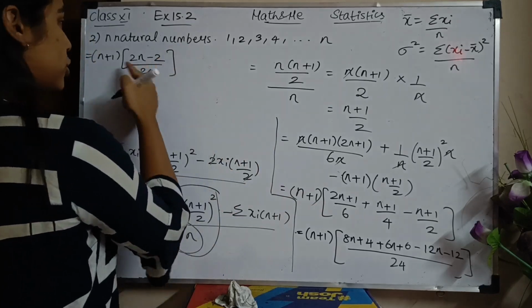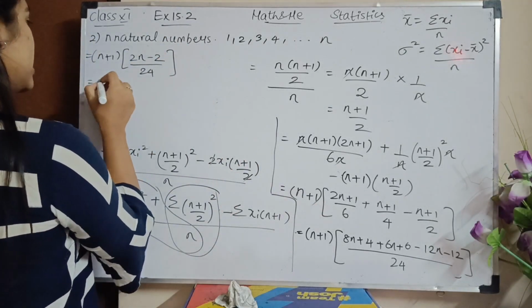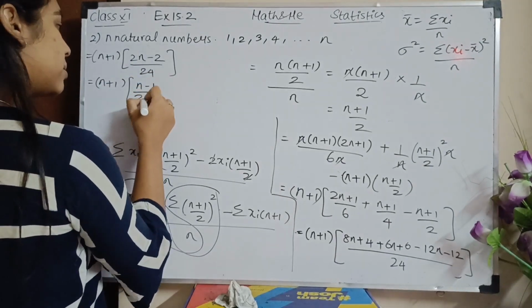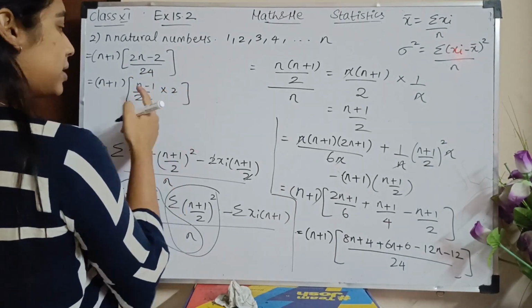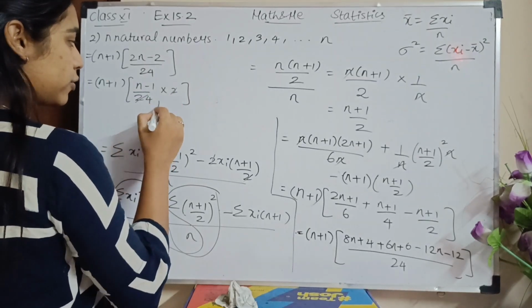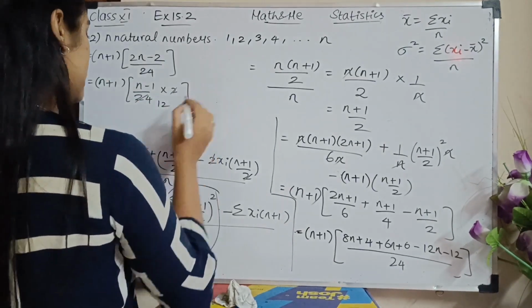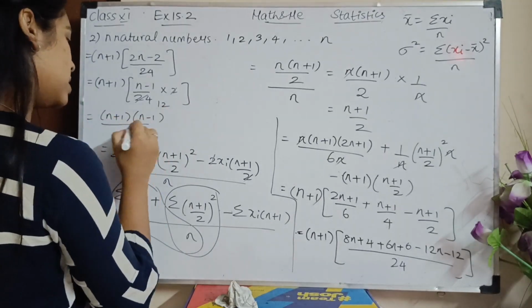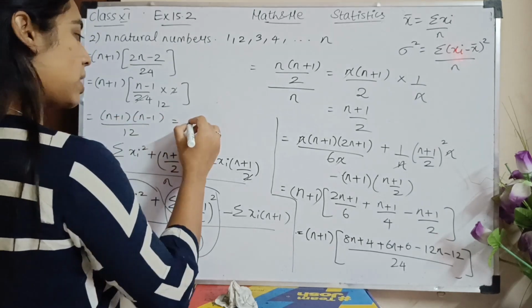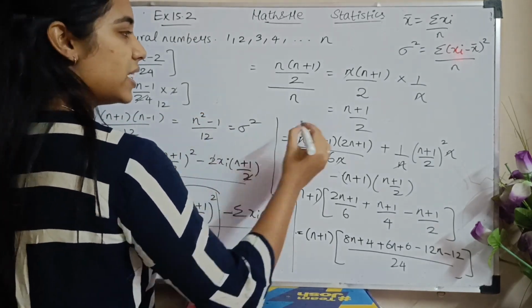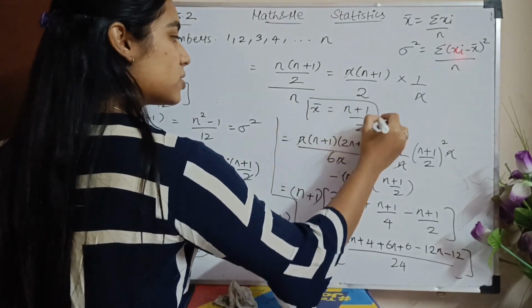That is the LCM. If I take 2 common, what will I be left with? N plus 1 times n minus 1 divided by 24 times 2. I'm taking the 2 outside. So it will become n minus 1. In that, the 2 and the 24 get cancelled, so I will be left with 12. So what is my variance? N plus 1 times n minus 1, the whole divided by 12, which is a plus b into a minus b. So it will be n square minus 1 divided by 12. This is my variance and this is my mean. Okay, so this is what is asked.